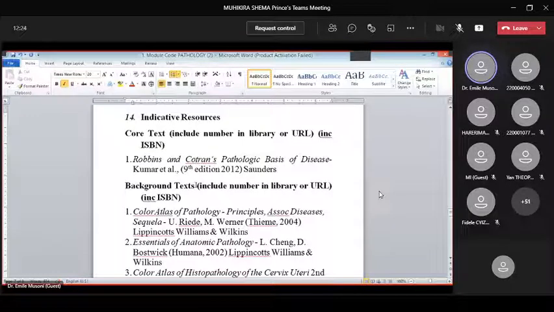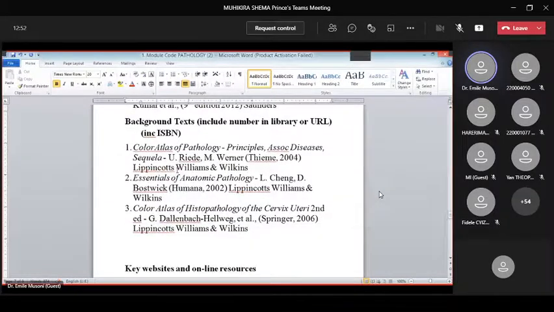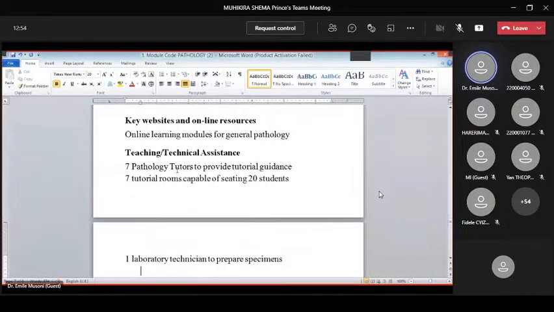reference, the main book we use, it is known as Robbins. This one, Robbins, is very big compared to the content of the module. So I will share with your leaders on the email because it is very heavy to be uploaded on the Moodle system.